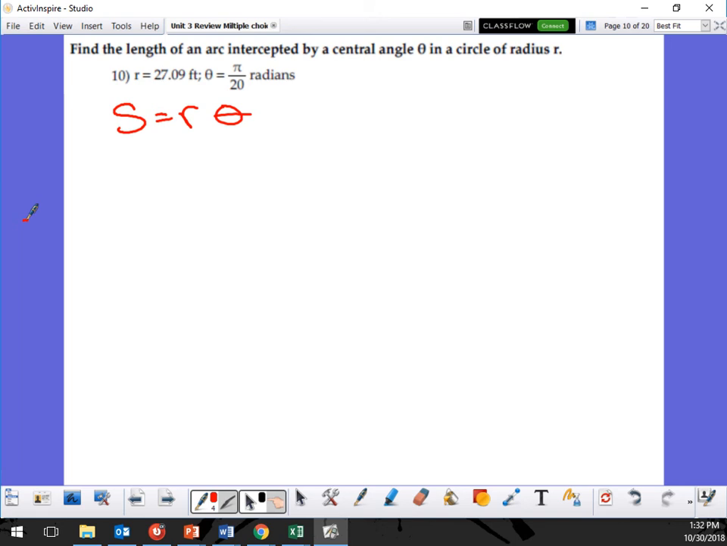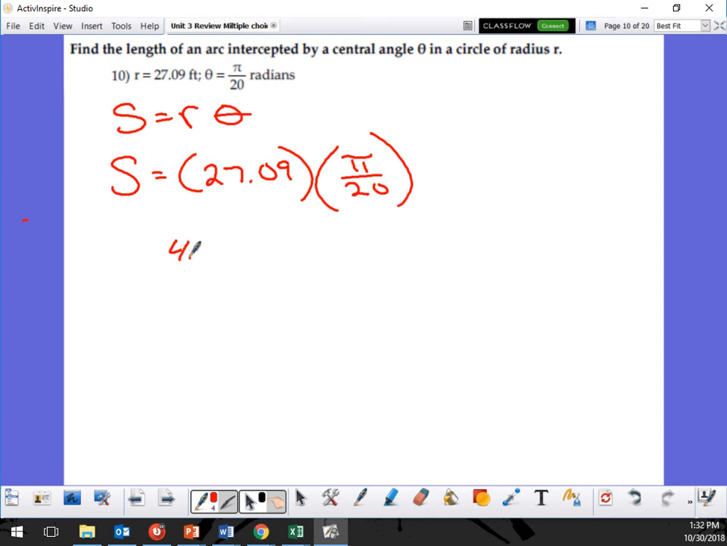Just put that in the calculator. S equals R, which is 27.09, times theta, which is pi over 2. Just multiply that. 4.3, which will be in feet. Okay, my answer is what letter? D.